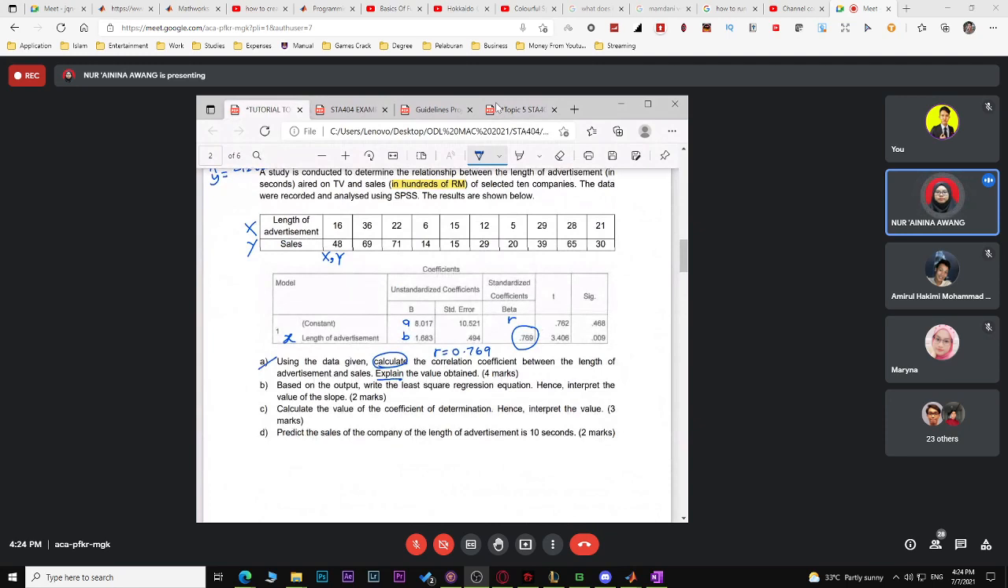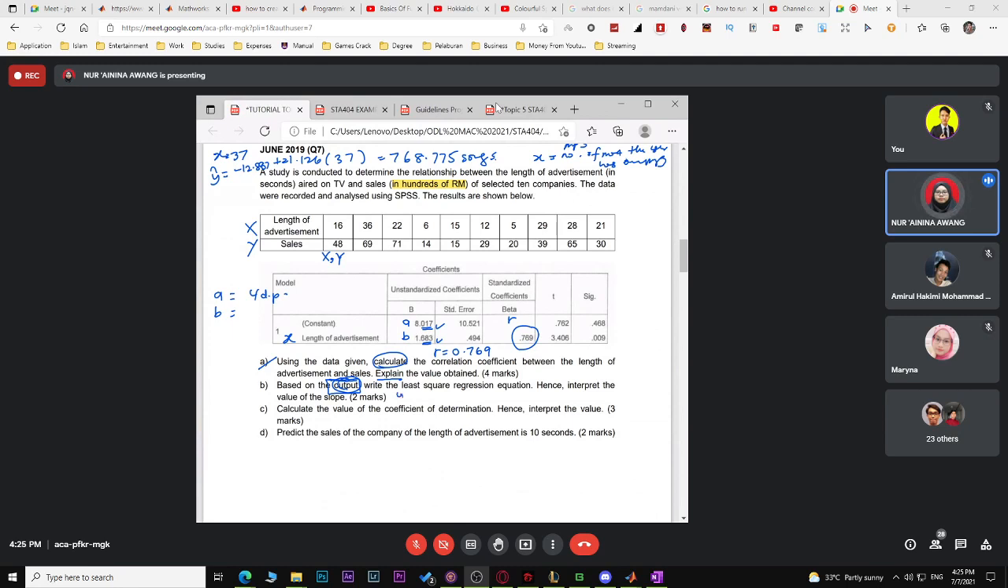And then for B, based on the output. So bila question tanya based on the output, make sure you write follow how many decimal places. Okay, contohnya you dah masukkan data tadi, you ambil nilai A dengan B from calculator, contohnya you ambil 4 decimal places. So your least square regression equation akan jadi salah lah, tak tepat. Since question ni dah memang cakap dah based on the output, so you just ambil how many decimal places ada, just ambil je. Kalau dia tulis 2, ambil 2. Kalau dia tulis 3, ambil 3. Okay. So dia suruh write the least square regression equation and then they interpret the value of slope.